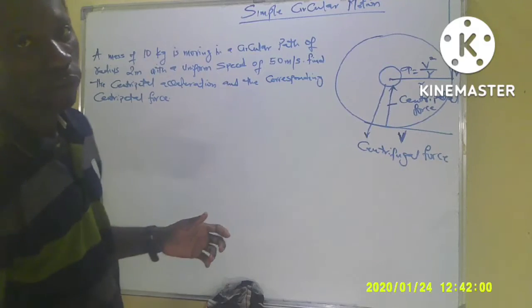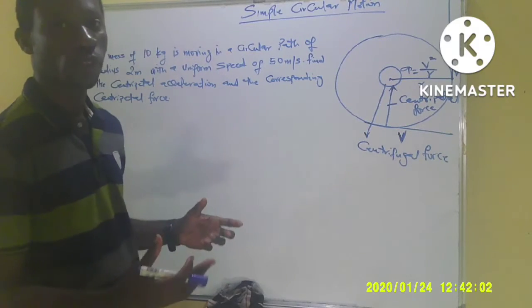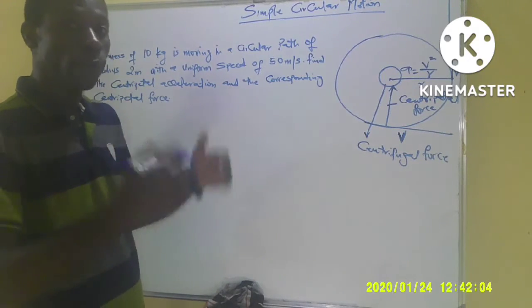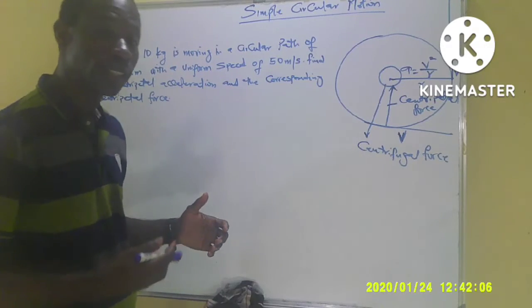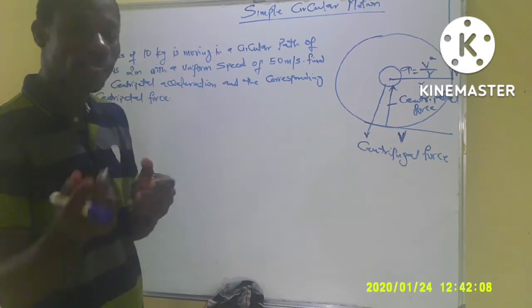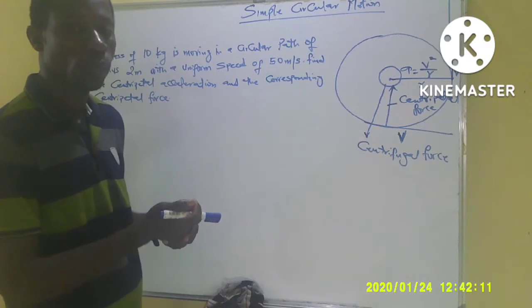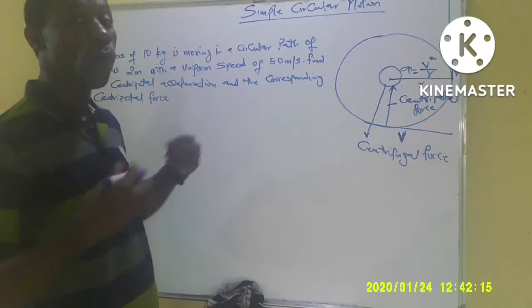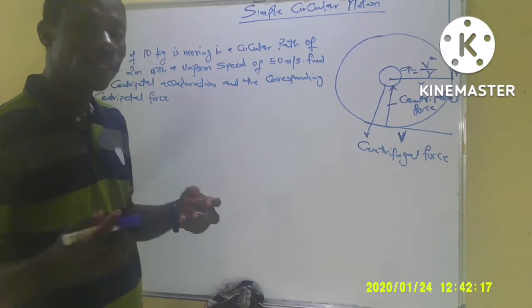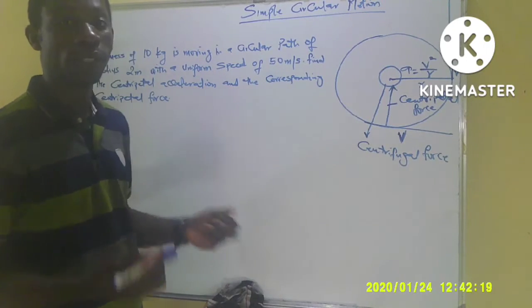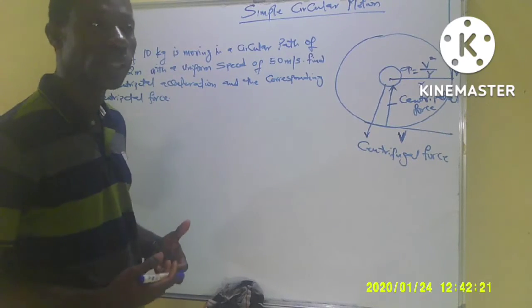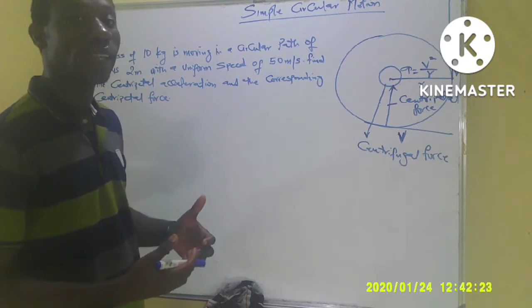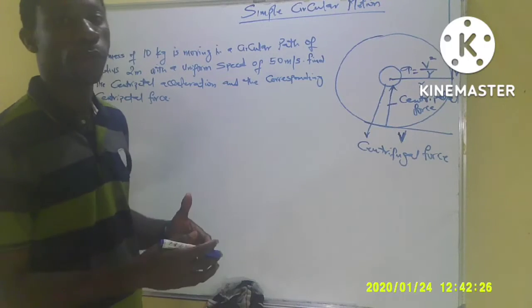Why centripetal force? Centripetal force is an inward force that keeps the body moving in a circular path, or that attracts the body towards the center of the circle. I repeat again: centripetal force is an inward force that attracts the body towards the center of the circle, while centrifugal force is an outward force that tends to keep the body away from the circle.